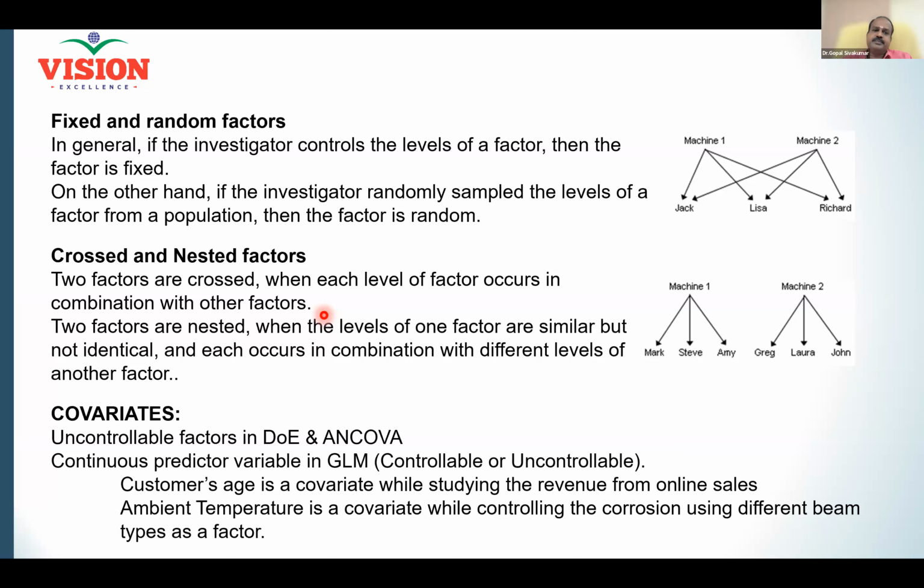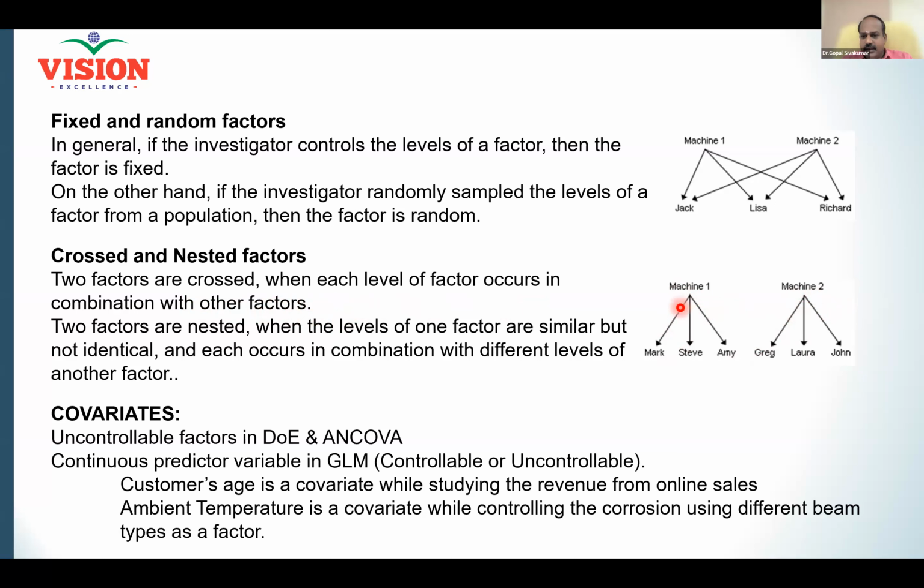Do you understand? Two factors are crossed when levels of factors occur in combination with other factors. Which means, imagine you have two machines, machine number 1 and machine number 2. Now, what is the factor I'm studying? The machine. I'm studying the machine. The factor is, in this case, whether my factors are crossed or nested. Machine number 1 and machine number 2.